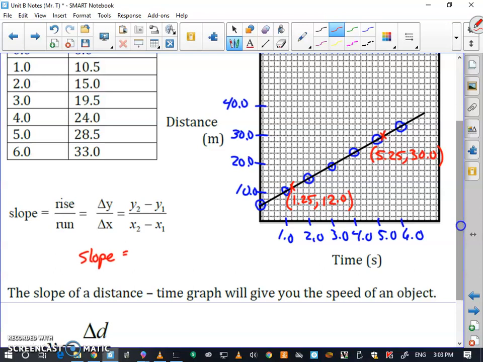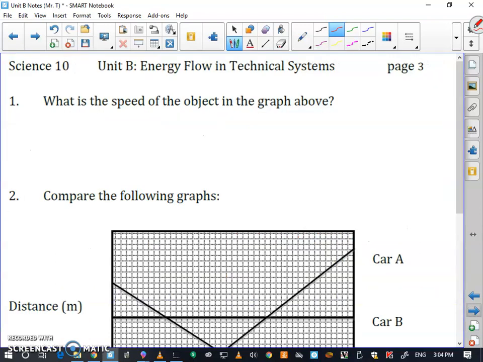So what we do is we look at the y-coordinate 2, which would be 30, subtract y-coordinate 1, which would be 12. So I'm going to have 30 take away 12. Then I'm going to divide that by 5.25 take away 1.25. Now if I put my units in here, I have meters for the numerator and seconds for the denominator. So 30 take away 12 is 18. 18 divided by 4 has got to be 4.5. Okay? So on the next page here, I can just say, well, it's 4.5 meters per second.